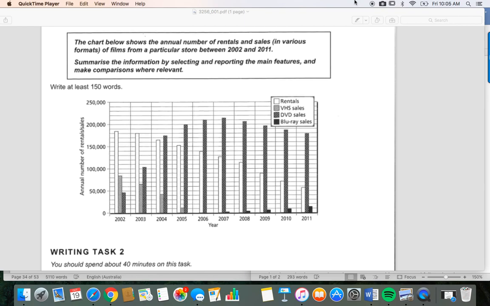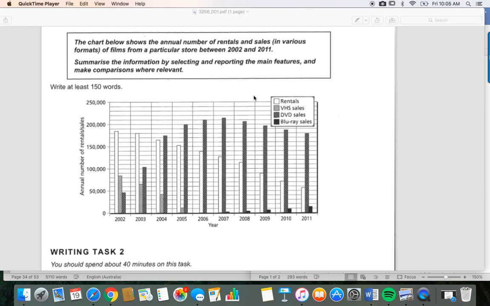A few weeks ago we had a simulation test, and this was the task for the academic test. Now, what I'm going to do is go through it with you and show you how you can get that high score. This is the format that we teach at Primus. All the teachers use it, and I just want you to have a look.